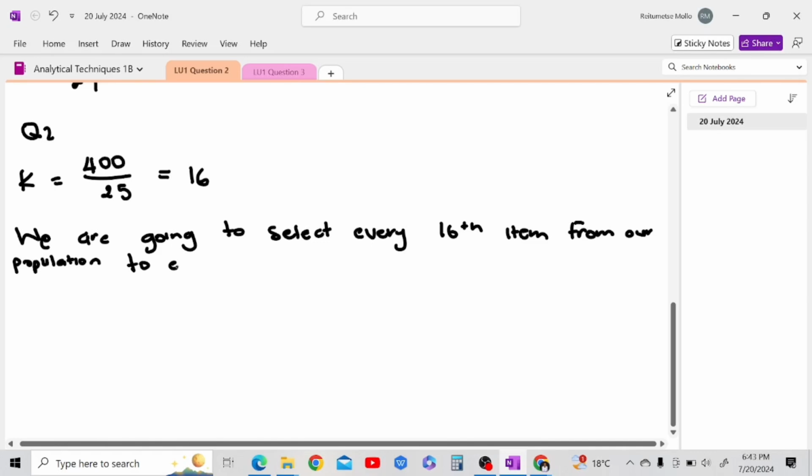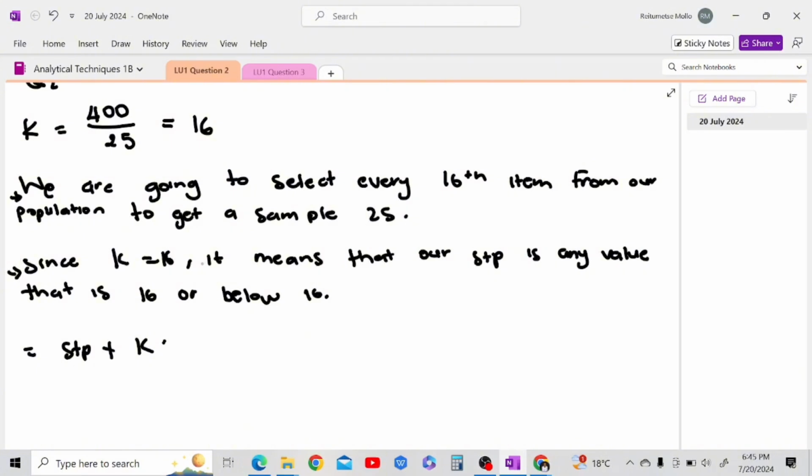Starting point plus k. But now, guys, look, they asked us what is the third item to be selected. So we're going to say k times 3, because we want the third item. If they had asked for the second item, we would say k times 2. If they had asked for the first item, it would just be k or any value less than k, which I explained in the other videos. If you're still lost, you can just ask me, but since they said the third item, you're just going to say k times 3.